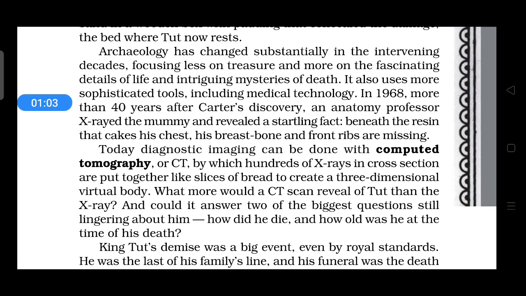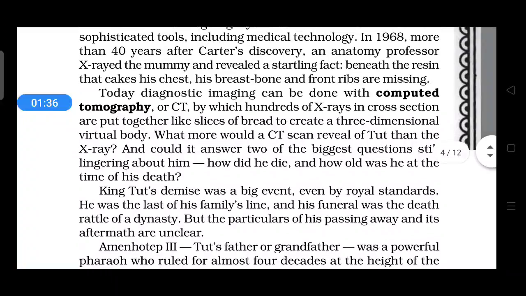In 1968, more than 40 years after Carter's discovery, an anatomy professor x-rayed the mummy and revealed a startling fact. Beneath the resin that cakes his chest, his breastbone and front ribs are missing. So in 1968, after 40 years of Howard Carter's discovery, we got another piece of data, that the breastbone and the front rib cage were missing as per the x-ray. Here the anatomy professor's name is not mentioned.